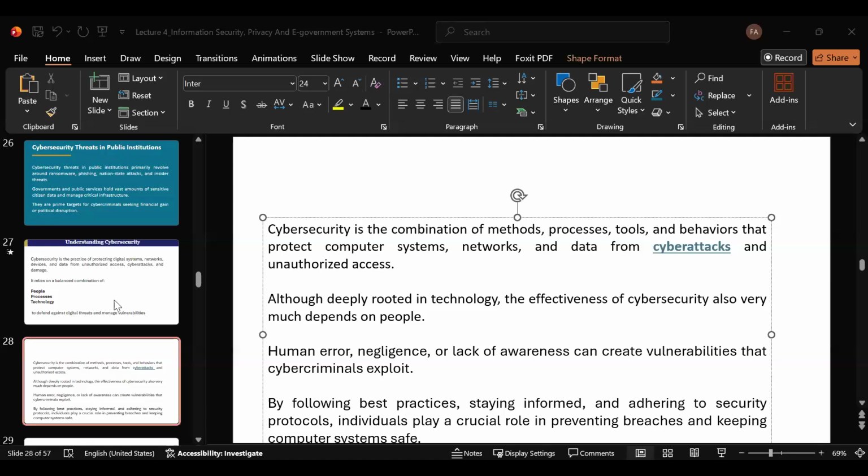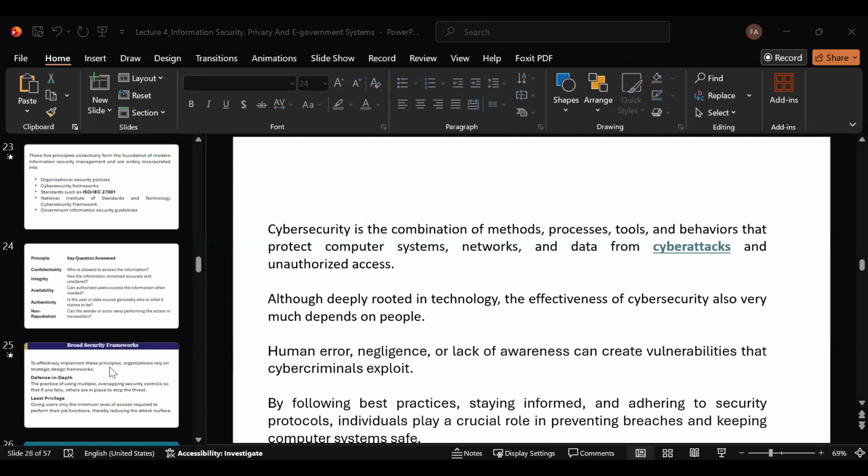Security index. So we're looking at security index. Okay, broad security.